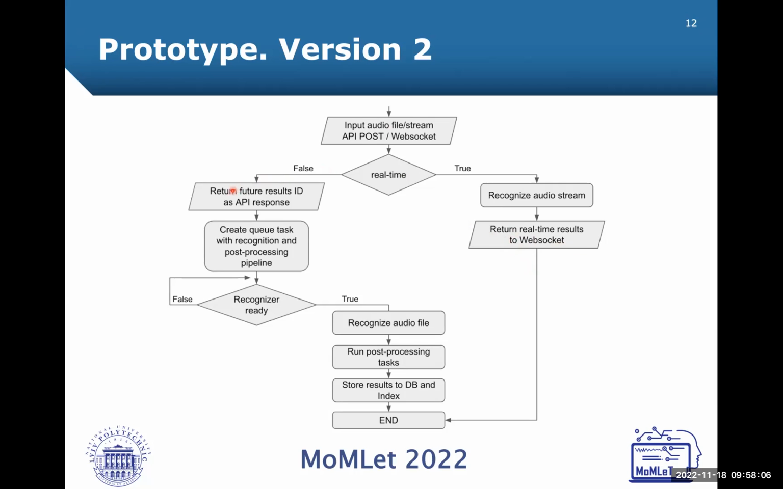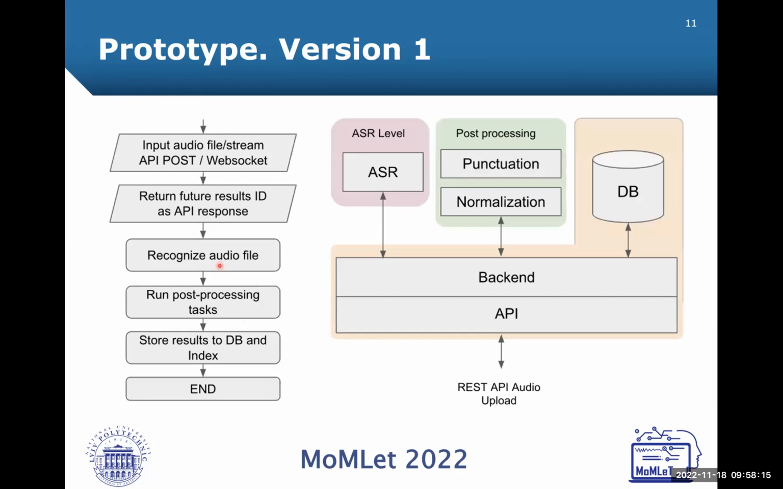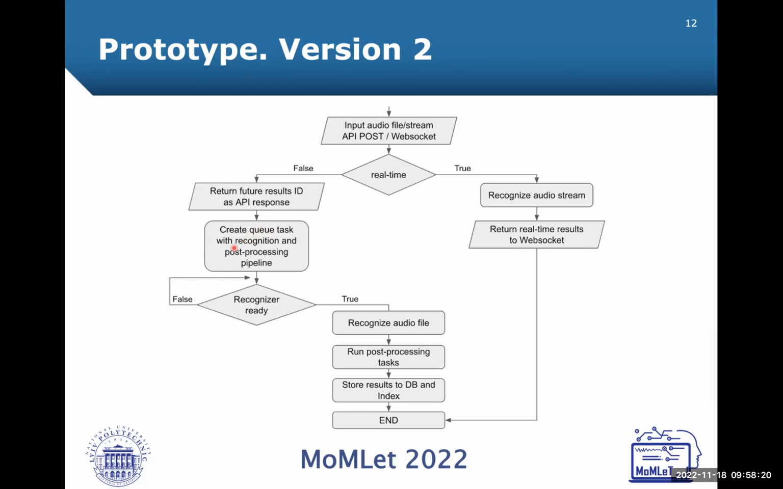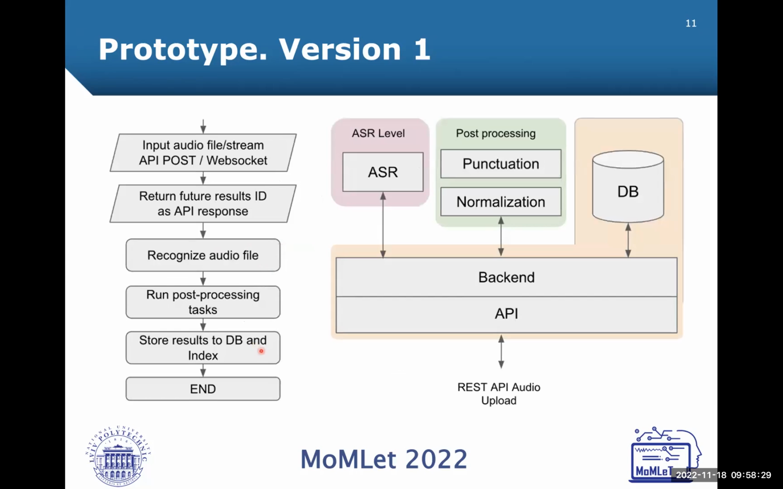So once again we return to the customer a result ID, but instead of immediately recognizing the audio file as in version 1, we create a QA task for recognition and post-processing. The main limitation of version 1, I will return to version 1, was that without a queuing algorithm, we receive a file and we immediately start to recognize. And if something goes wrong inside the recognition process, as of now, it will degrade performance significantly.